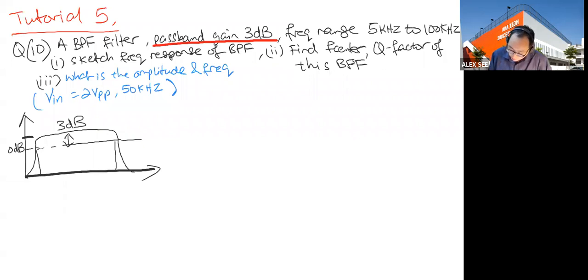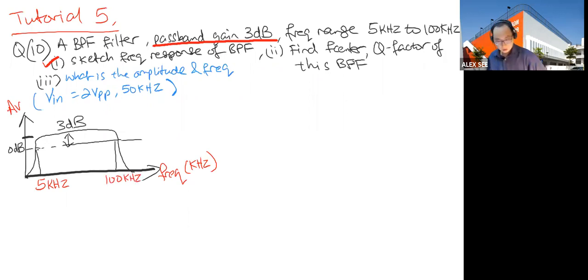Okay, so let's do the quick obvious thing first. We settle the first part already. To sketch, this is the gain, this is the frequency, and it's in kilohertz. So you're going to be from 5 kilohertz to 100 kilohertz, something like that. Sorry, it's just a sketch. Don't get too carried away with a perfect drawing. It's quite difficult to do with the digital pen, but we try our best.